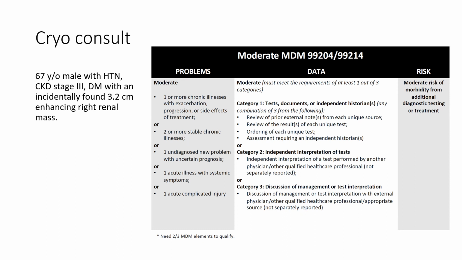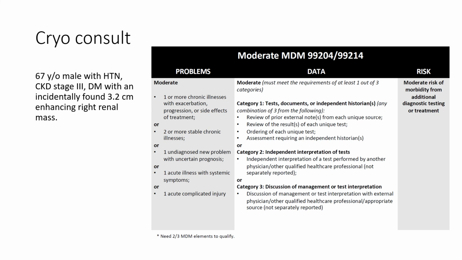So if you look at data, I'm going to say I independently reviewed the CT, which showed an enhancing inferior pole, 3.2 centimeter right renal mass, no additional enhancing masses in the kidney. So that automatically qualifies me for moderate medical decision making based on data. And then I'm going to kick over to problems, and all I need is 2 or more stable chronic illnesses. Well, if you have EPIC, you're automatically going to auto-populate all of its problems. And with hypertension and CKD stage 3, those both qualify as stable chronic illnesses.